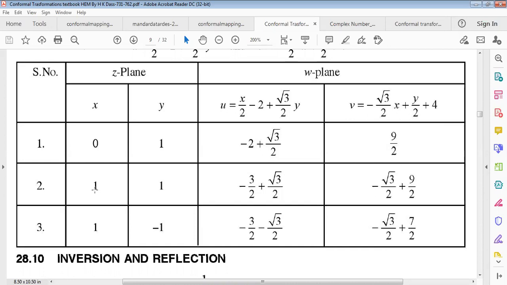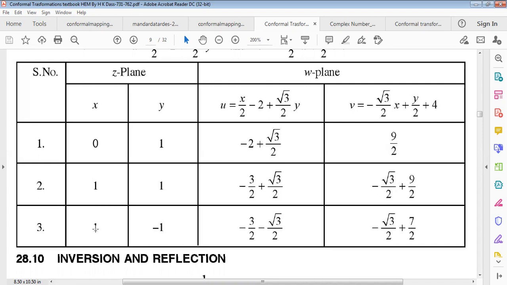So for the second point, x equals 1 and y equals 1, putting here, u equals minus 3 by 2 plus root 3 by 2. Okay, just putting here, we get this value of u. Similarly, putting x equals 1, y equals 1 in v, we get minus root 3 divided by 2 plus 9 by 2.